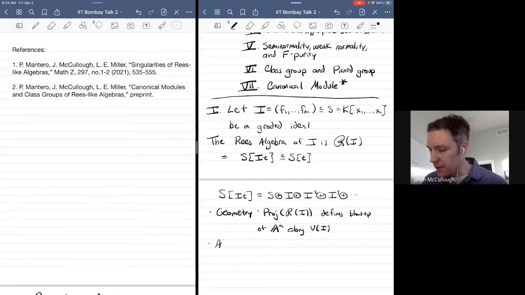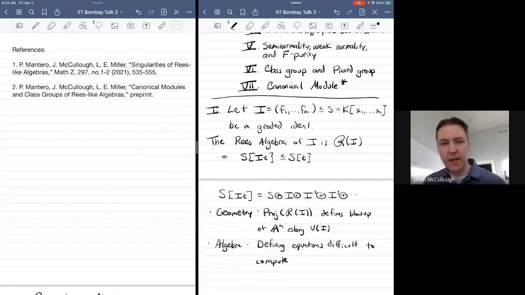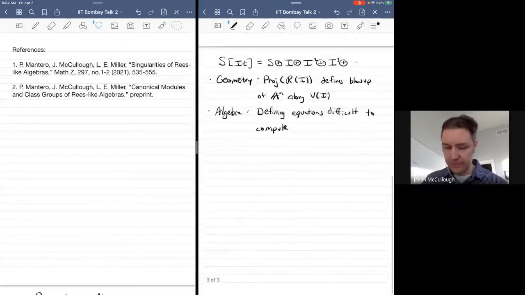However, the algebra here is difficult, meaning if I want to think of the Rees algebra as a quotient of a polynomial ring, the defining equations are very difficult to compute in general. And so there are many papers that handle special cases where you do know the defining equations, but for a completely arbitrary ideal, this is a very difficult problem.